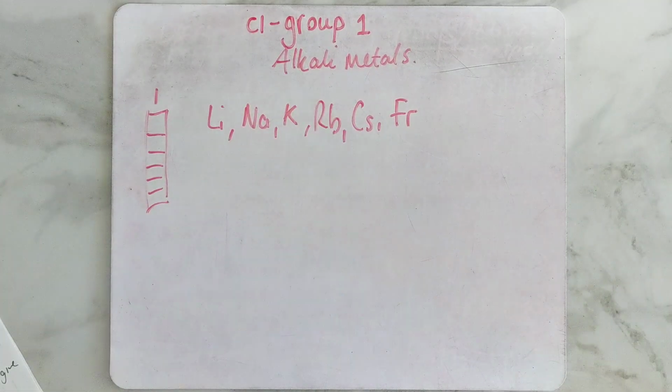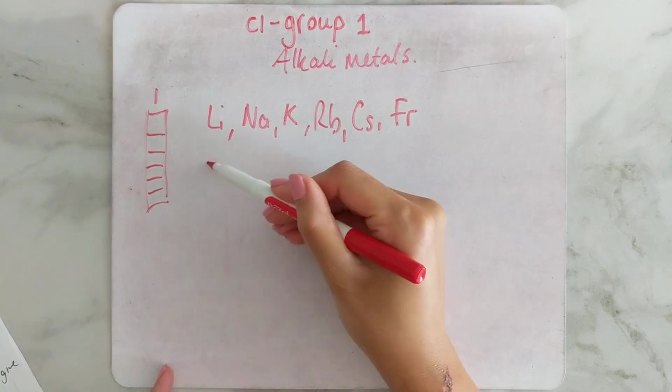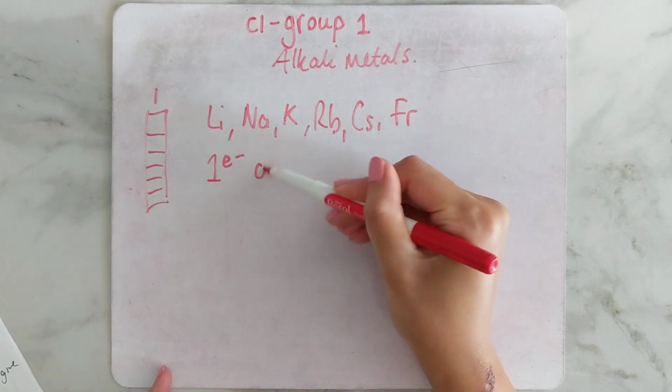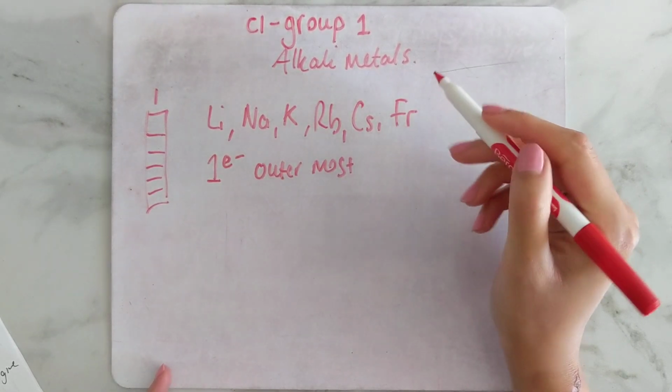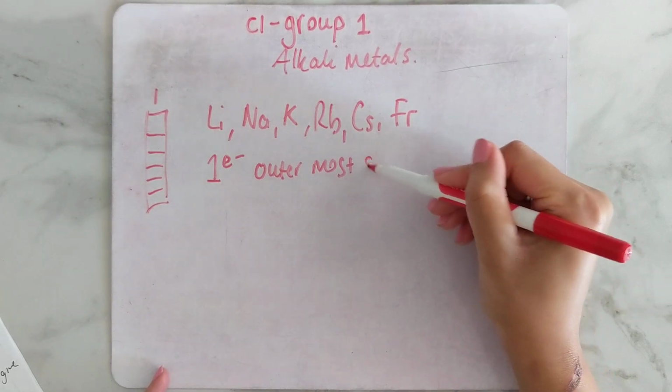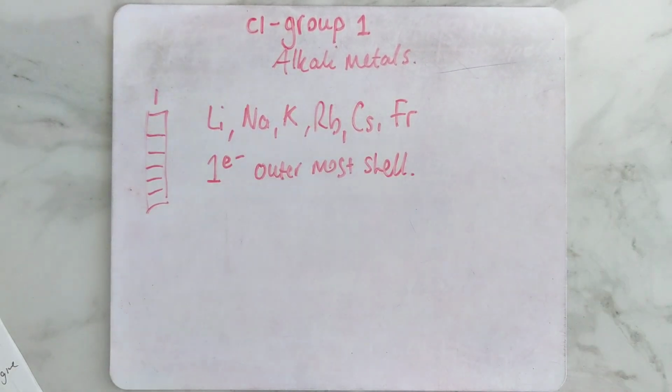So that's Group 1. Because these elements are in Group 1, that means they have 1 electron in their outermost shell. That's a really good way of knowing how many electrons are in the outermost shell. Just look at what group number that element is in. So 1 electron in the outermost shell.